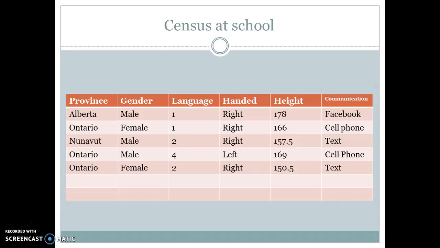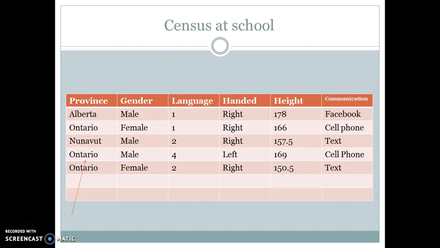Alright, so let's say I collected this data. I did a census at a school that had international students. These kids were from Canada. And as you can see, I asked what province they lived in, what their gender was, what language they spoke, and I gave that a 1, 2, 3, or 4 value, if they're right or left-handed, what their height is in centimeters, and how they prefer for me to communicate. So who are the individuals in my data set? The individuals are the students that I actually took data on. What variables were measured? Well, I just listed those. Province, gender, language, right-handed or left-handed, height, and communication.